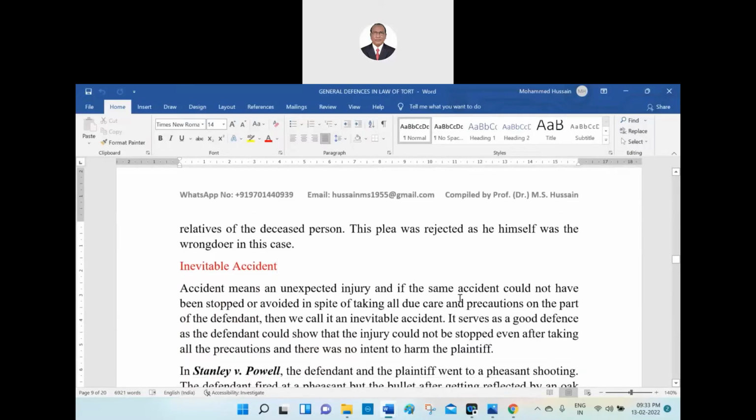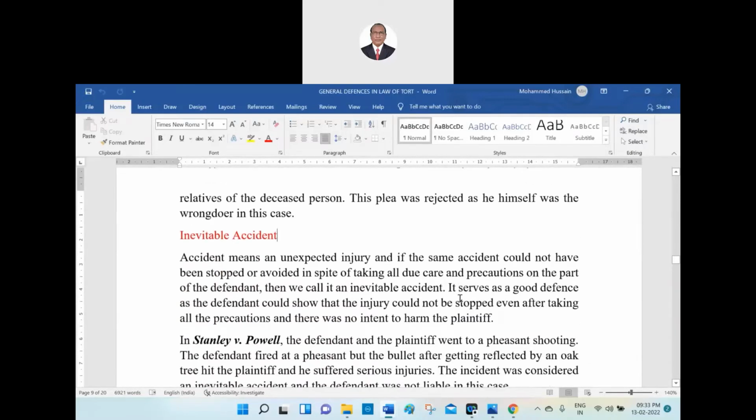Say yes. Okay, now the inevitable accident. Inevitable accident means he wants to try to escape the accident, but at last a little back touched it and got the accident. We did not expect such a thing to happen. He tried his level best to avoid the accident, but still it happened. That is called the inevitable accident. Accident means an unexpected injury, and if the same accident could not have been stopped or avoided despite taking all due care and precautions on the part of the defendant, then we call it an inevitable accident.